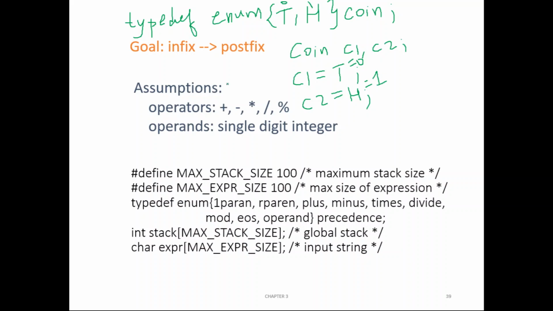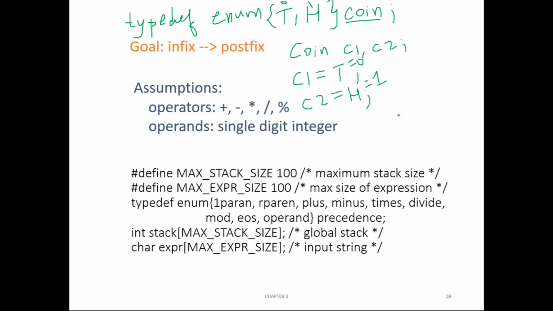Another application we use is to store weekdays: Monday, Tuesday, Wednesday, Thursday, Friday, Saturday, Sunday. You can store them in an enum, Monday, comma, Tuesday, comma, Wednesday, comma, Thursday, comma, Friday, comma, Saturday, comma, Sunday, and you can name it weekdays. Now weekdays is a data type. You can create a variable for weekdays, like weekdays day1. So day1 is a variable of type weekdays.